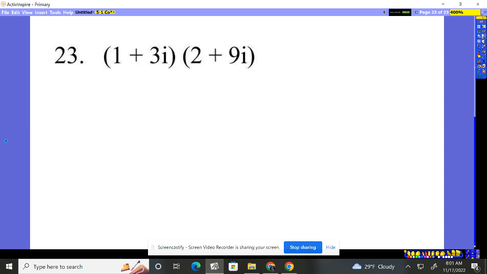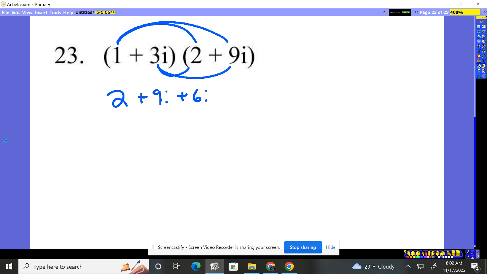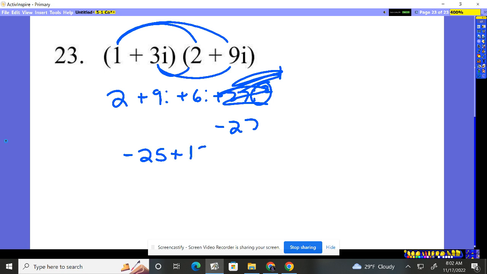And our final problem for this worksheet, 1 times 2, distributing through, 2. 1 times 9i, 9i. 3i times 2, 6i. And 3i times 9i, plus 27i squared. So we just said i squared we know is worth negative 1, so that's like minus 27 right there. 2 minus 27 is negative 25. There's our real number part first, and now our imaginary part, 9i and 6i, 15i, and we are done.